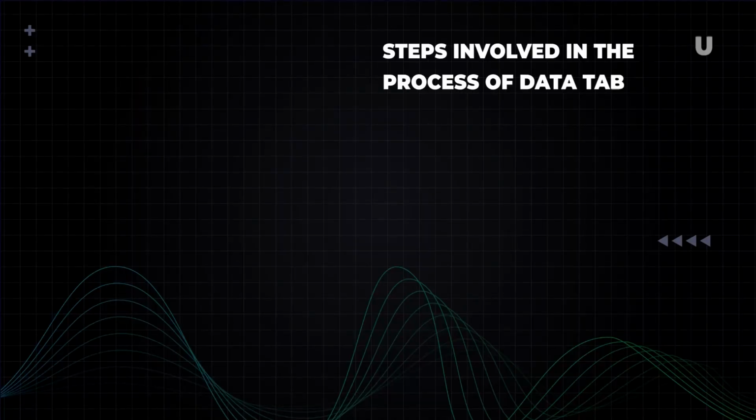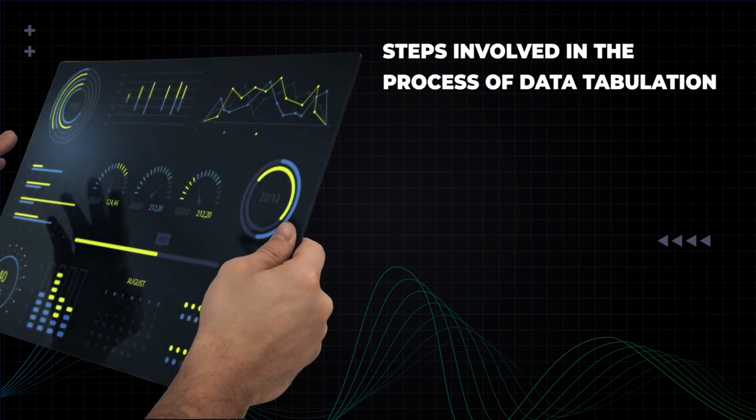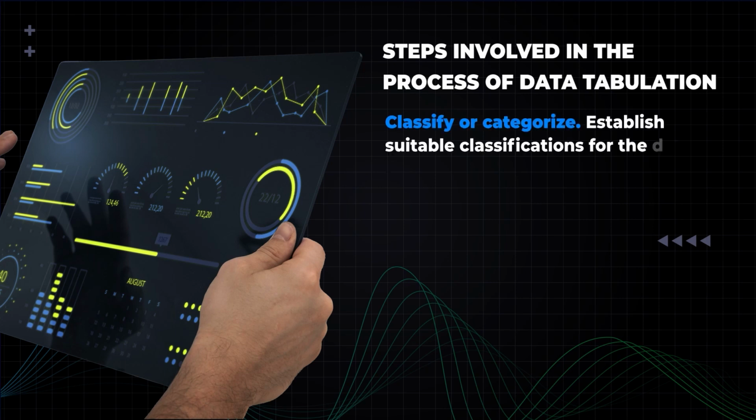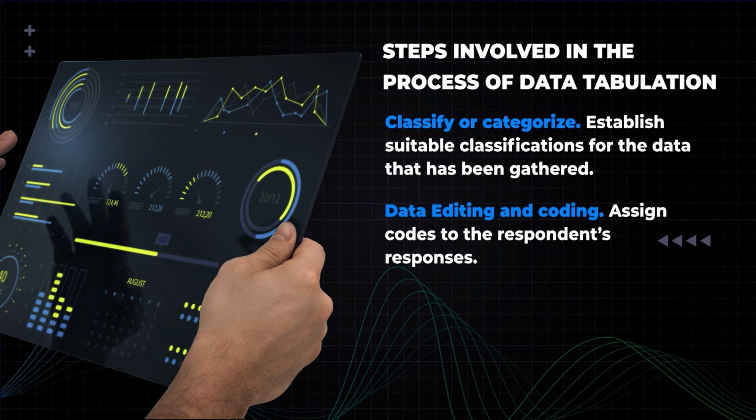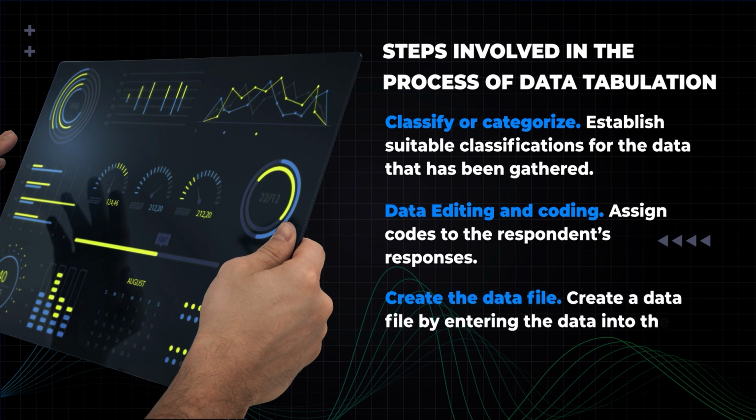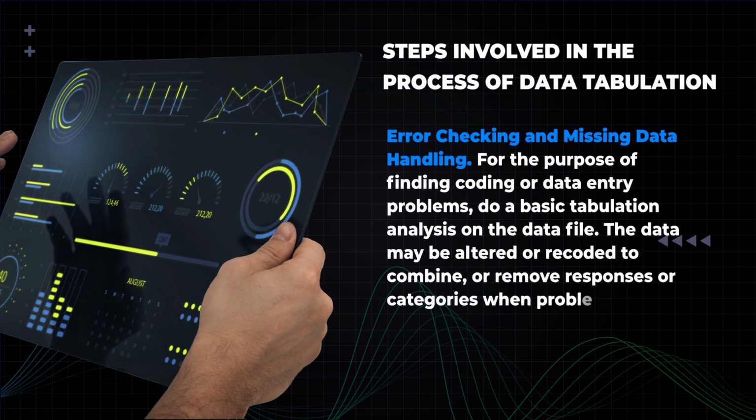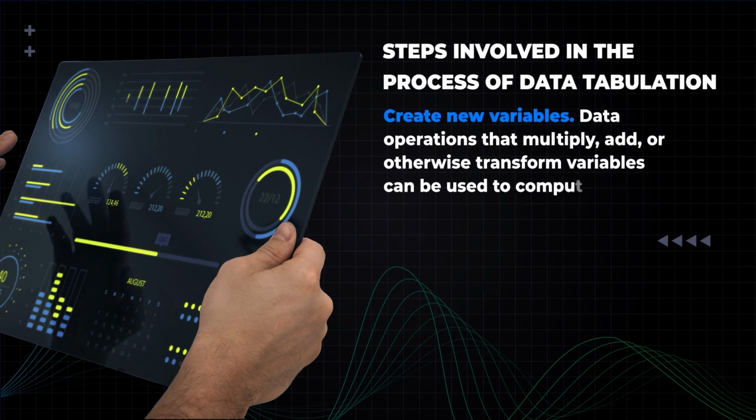For your reference, we can recall the 7 steps involved in the process of data tabulation. These are: first, classify or categorize. That means establish suitable classification for the data that has been gathered. Second, data editing and coding. Third, create the data file by entering the data into the computer. Fourth is error checking and missing data handling. Fifth, create new variables in case of transformation.